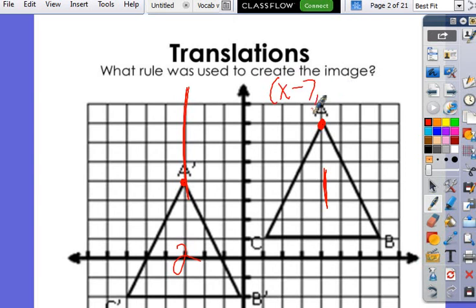What about the Y? Now I'm looking at going from here to here. You went down 3. So that would be negative 3, Y minus 3, because I went down. So if I give you two figures, you should be able to give me the translation rule based on which way it went. If it goes to the right, that's going to be positive. If it goes up, that's going to be positive. Left and down are negative, right and up are positive.